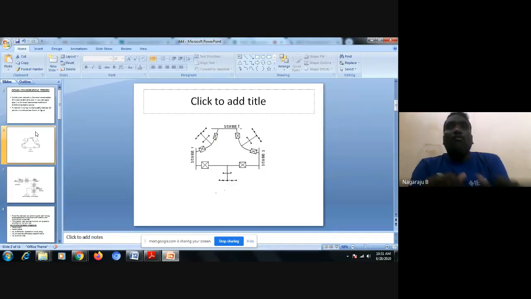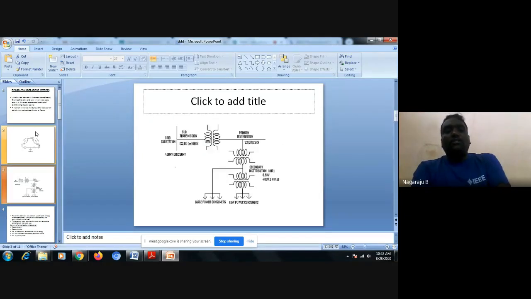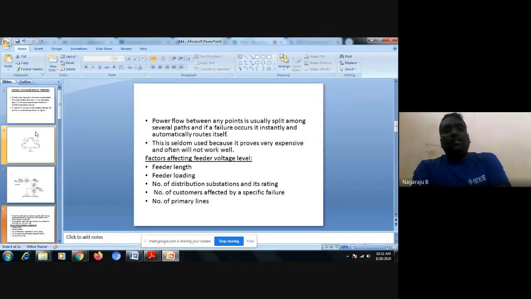So whenever a fault is happening, automatically you can isolate that fault, and you will get power supply from the other network. This is the way you will get continuity of power in the system. Okay, so this is about the feeder and how we will go for the feeder connection.